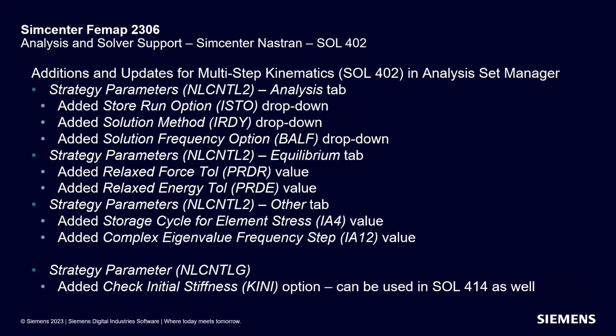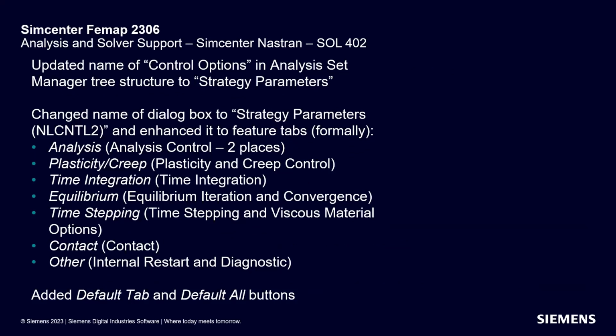Just a couple of new things, some additions here for Solution 414 in the analysis set manager. Something as well for strategy parameters. Again, this check initial stiffness option can be used in Solution 414 as well. We updated the name of control options to be strategy parameters, and we changed the name of the dialog box in general to be strategy parameters. Because this used to be different sections in 2 different dialog boxes, it could be a little confusing and overwhelming. So now it's all tabbed.